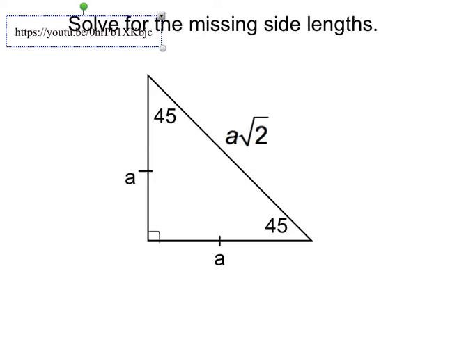I want you to write it down. So I want you to draw the triangle, and write in the A and the A and the A times the square root of 2. A root 2 is always the hypotenuse.